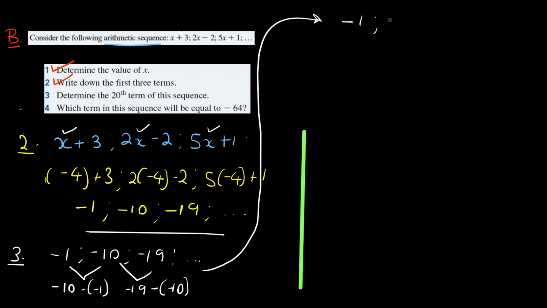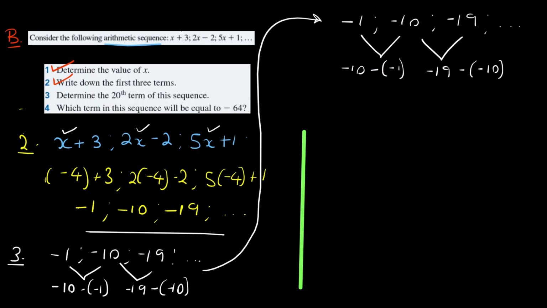So let's rewrite our pattern to be -1, -10, -19. Second term minus the first term is -10 minus -1. Third term minus the second term is -19 minus -10. -10 minus -1 is the same as saying -10 plus 1, which will give us -9. -19 minus -10 is the same as saying -19 plus 10, which will give us -9.